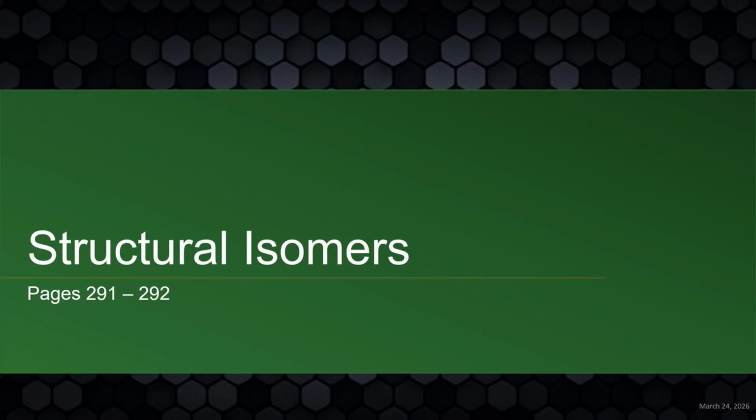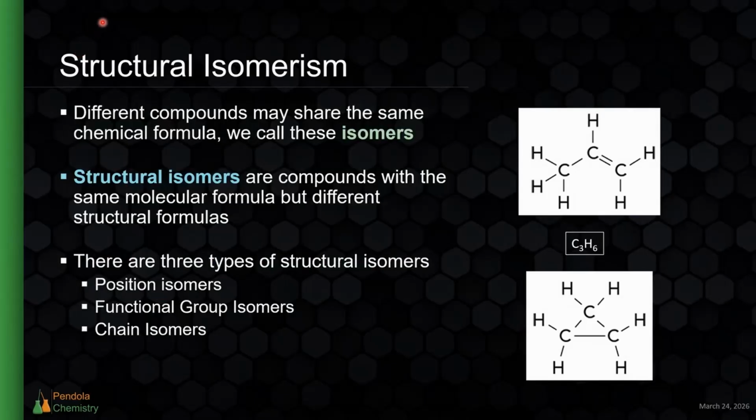In this video, we are going to look at section 5 of chapter 14, which is going to cover structural isomers. It's going to introduce our first of two sections on isomerism, what isomers are, what isomerism is, and how it applies to organic chemistry. So what are structural isomers, or isomers in general?